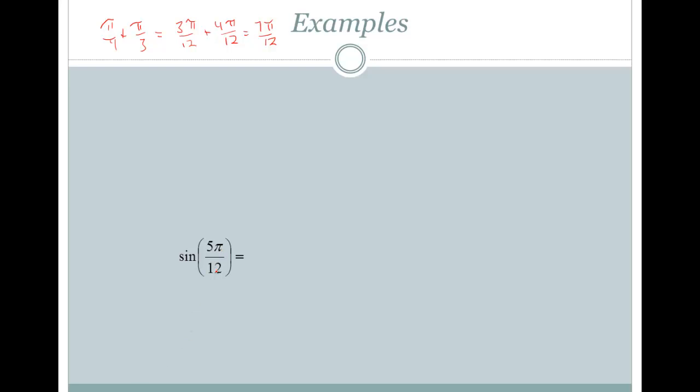Here's sine 5 pi over 12, and we want to do something similar to what we did up here. We want to break 5 pi over 12 into a sum of two angles that we already know. If I do that, we'll see that pi over 6 plus pi over 4 is equal to 5 pi over 12. Let's take a quick look at that. If I have pi over 6 plus pi over 4, again my common denominator is 12. So I get 2 pi over 12 plus 3 pi over 12, and that's going to give me 5 pi over 12.